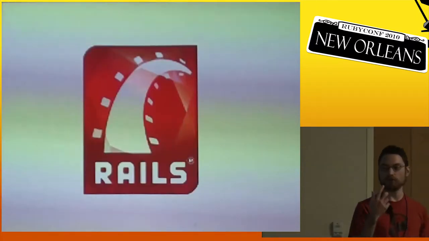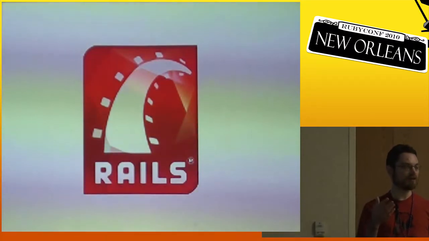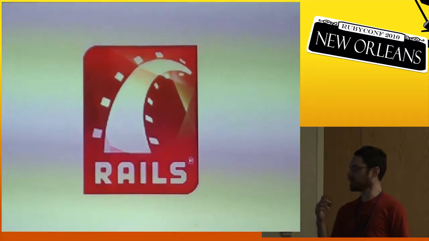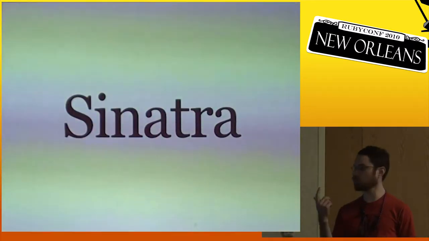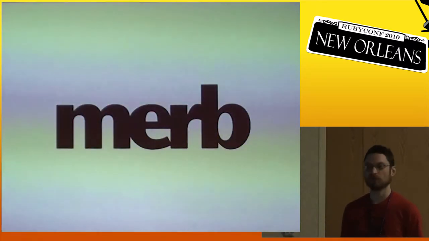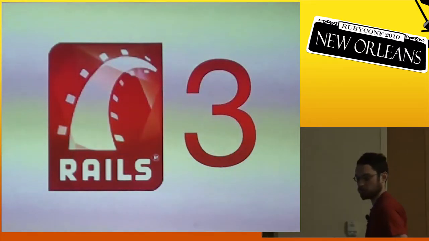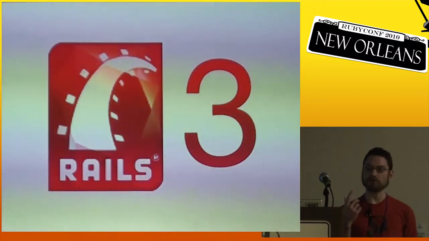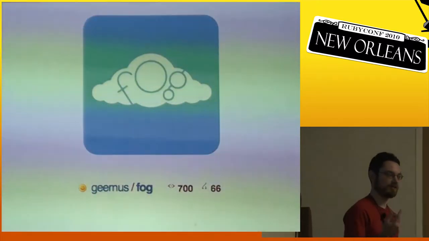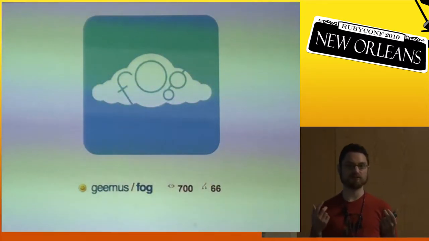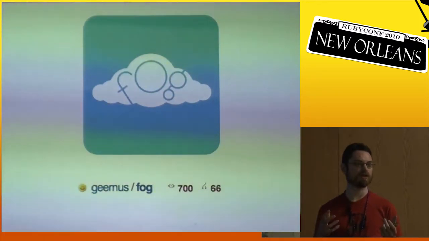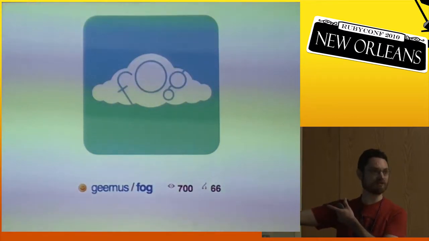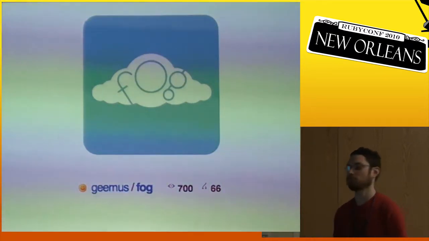Ruby also made its fame through Rails, and yet that wasn't good enough. We said, well, we'd kind of like an interface through Sinatra, or maybe we're going to do Merb, which ultimately went back and informed Rails 3. And last night, I heard about this thing called Fog, because apparently some people like being able to access more than one cloud host. I mean, isn't one good enough? But 700 people think this is an interesting project. It's interesting.